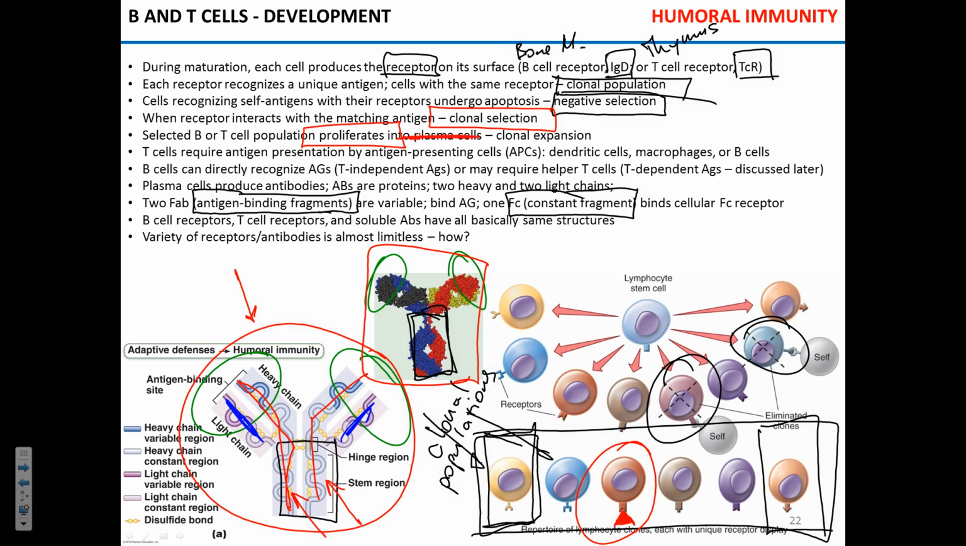I cross out plasma cells. Okay? Just cross out plasma cells. It's not really correct. Just cross out plasma cells here. Okay? This is called clonal expansion. Do I make sense? So first, there's a clonal selection.